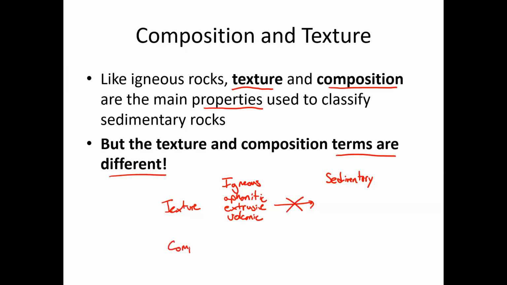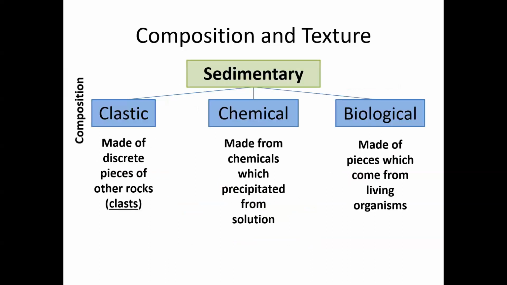We also had composition terms, right? This was mafic, felsic. For the most part, we're not going to use those to describe sedimentary rocks either. So what terms do we use? We'll talk about them. The chief composition terms that we're going to use anyway are these ones. We can call a sedimentary rock's composition clastic, or chemical, or biological. And we'll see sometimes this one gets mixed in with those two. So let's talk about those briefly.